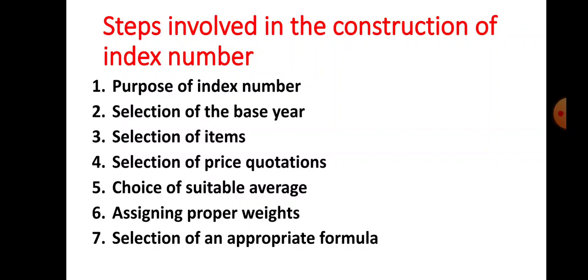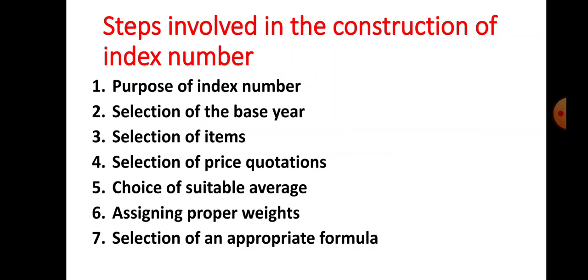Next step is assigning proper weights. The term weight refers to the relative importance of different items in the construction of index numbers. Again, I am repeating, what is weight? The term weight refers to the relative importance of different items in the construction of index numbers. All the items do not have the same importance, so it is necessary to adopt some suitable measure to assign weight. Okay, so assigning proper weight, that is also an important step in the construction of index number.